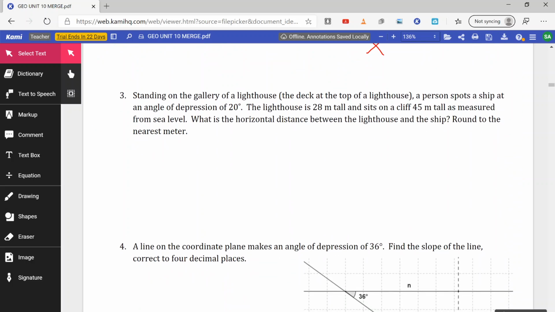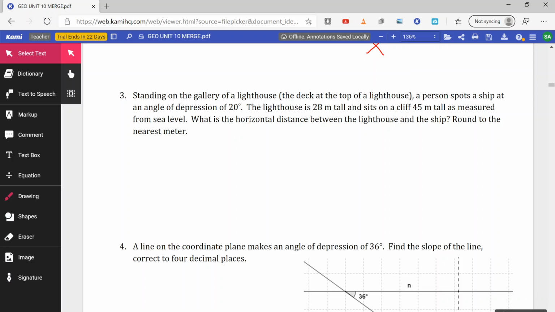Now number 3 is a little bit different. It's a word problem. We don't have any image to go with it. So what is the problem that we have here? We got a person on the deck of a lighthouse, sees a ship with an angle of depression of 20 degrees. The lighthouse is 28 meters tall, sitting on a cliff that is 45 meters tall as measured from sea level. What is the horizontal distance between the lighthouse and the ship? Round to the nearest meter.